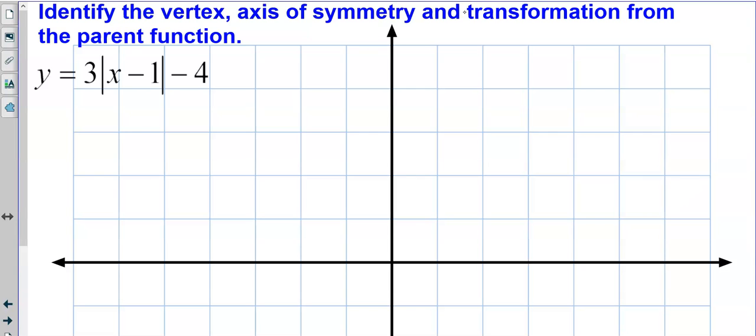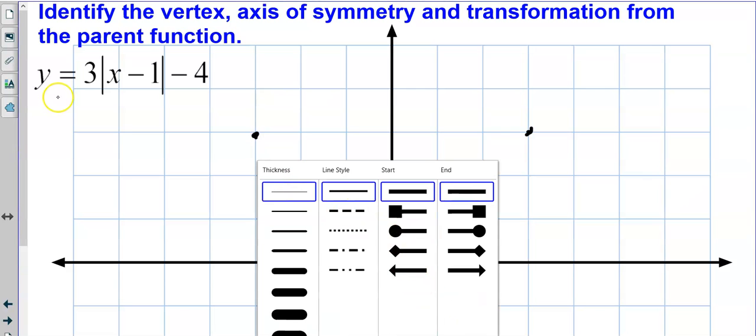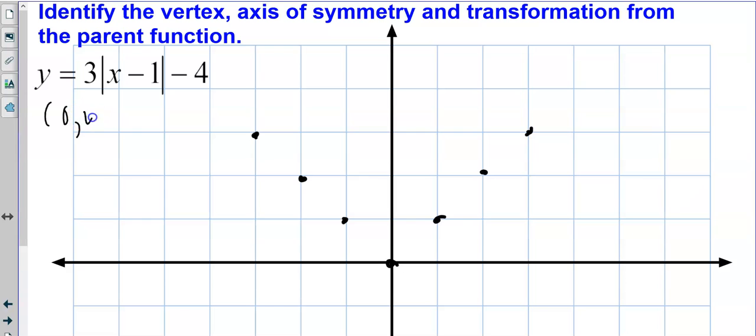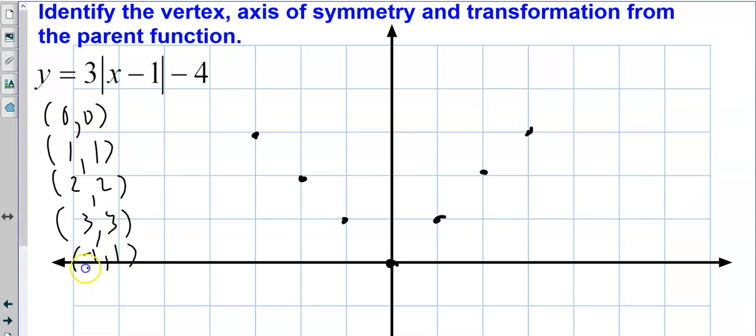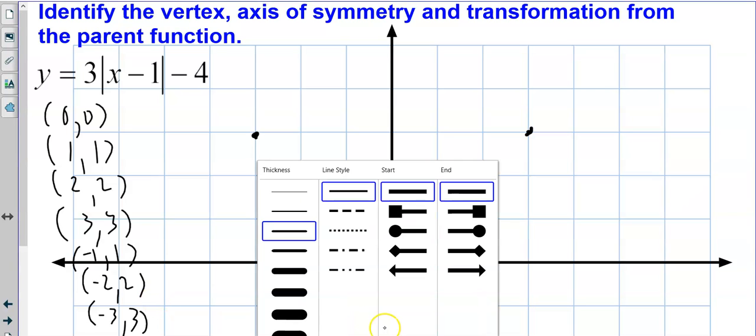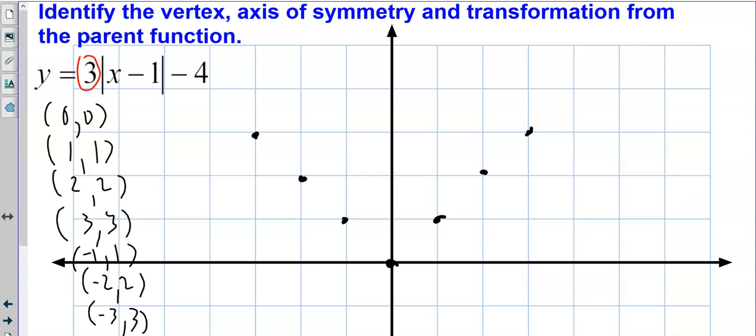There is a coefficient, so I am going to write out those ordered pairs. I'll graph them just so we have reference points. The parent graph ordered pairs are (0, 0), (1, 1), (2, 2), (3, 3), (-1, 1), (-2, 2), and (-3, 3). Okay, so we're going to transform those. All the y values are going to be multiplied by 3. That's called a vertical stretch again.